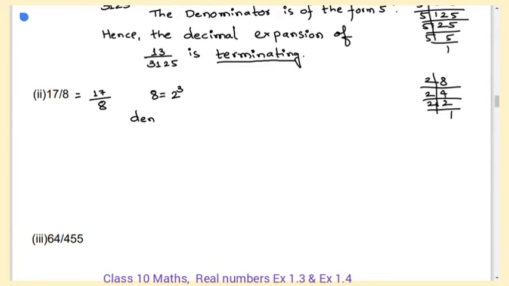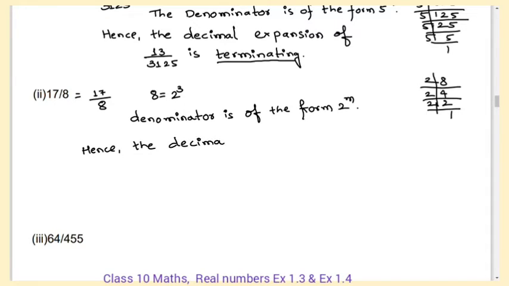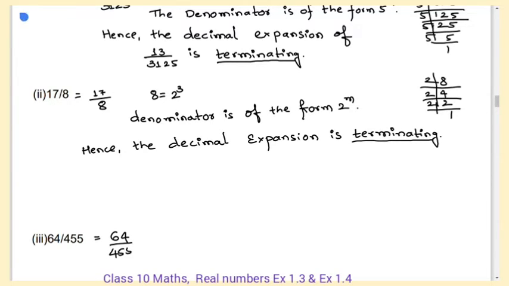Second one, 17 by 8. Here denominator is 8, which is equal to 2 into 2 into 2, that is 2 cube. Here denominator is of the form 2 raised to m. Hence the decimal expansion is what? Here it is terminating, because we have got denominator in the form of 2 raised to m.